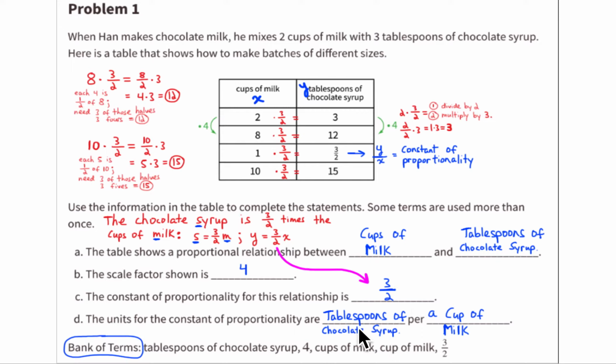The units, tablespoons and cups. So you have 3 tablespoons per every 2 cups, or 3/2 of a tablespoon per 1 cup of milk. Yeah, right here. 3/2 tablespoons of syrup per 1 cup of milk. So 3/2 tablespoons per 1 cup of milk.